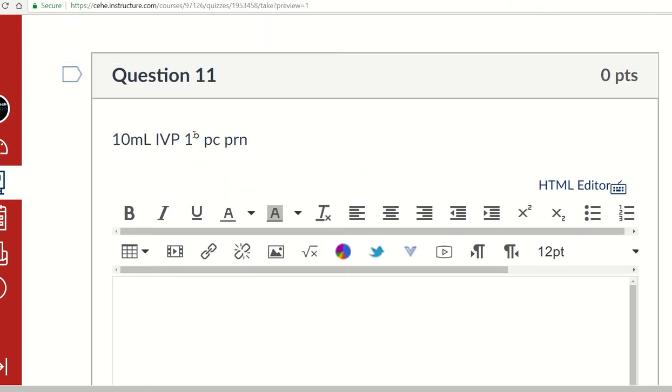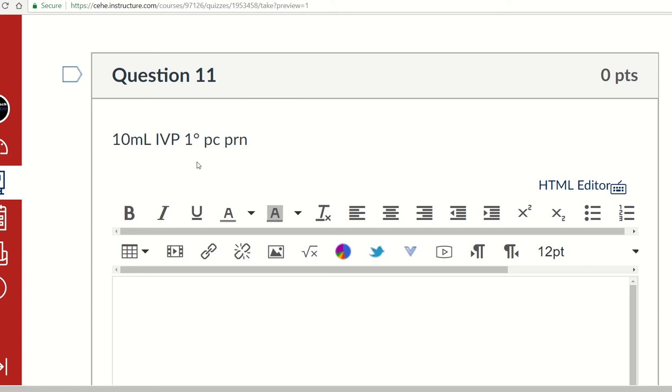11. So this degree sign is not a degree sign. It stands for hour. So this is going to be 1 hour. IVP is IV push. What is the verb for IV push? Inject. Very good. So don't mistake that with IV piggyback. They're both different. IV push, IV piggyback. So we're going to inject 10 mLs, intravenous push, 1 hour after meals as needed.